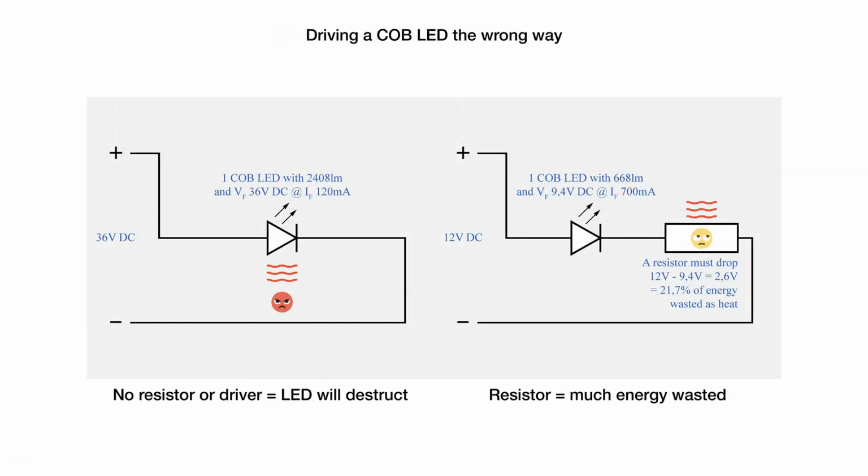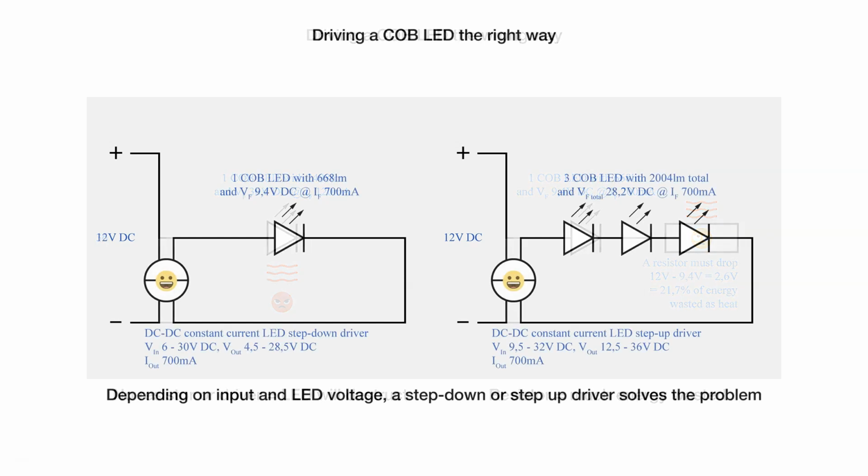Without a current-limiting resistor or driver, an LED gets warm, its resistance declines, and more current will flow, and this cycle repeats until the LED is destroyed. This effect is known as thermal runaway. It is possible to use a resistor to limit the current, but that means wasting a lot of energy. The proper solution is an LED driver that keeps the current constant at all times, a device that also steps the input voltage up or down to the LED's rated voltage.